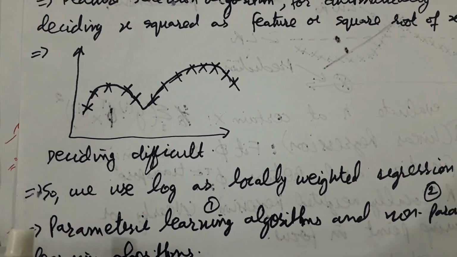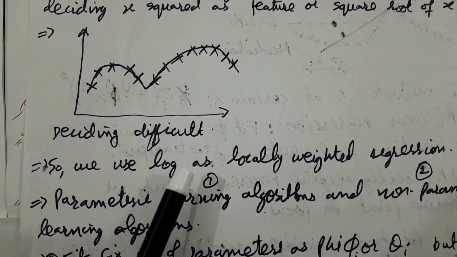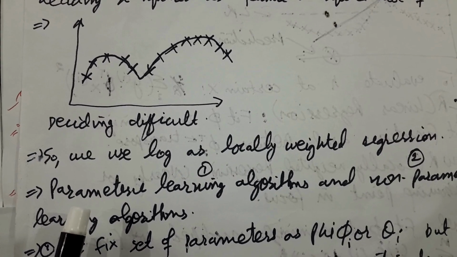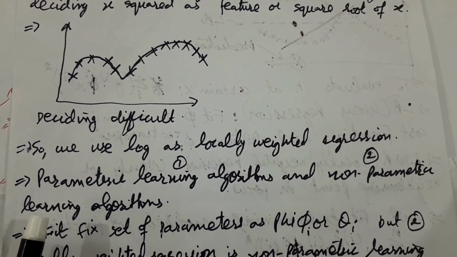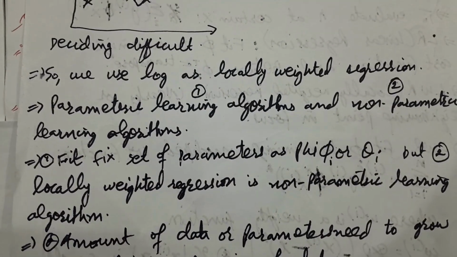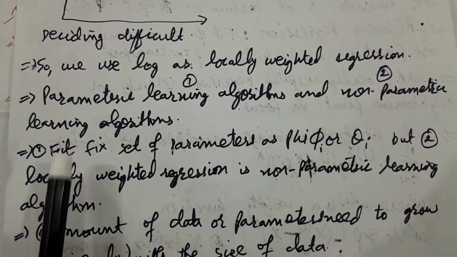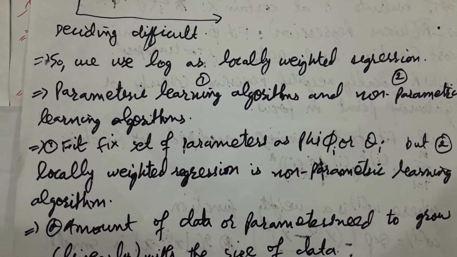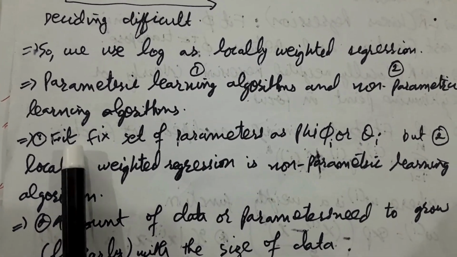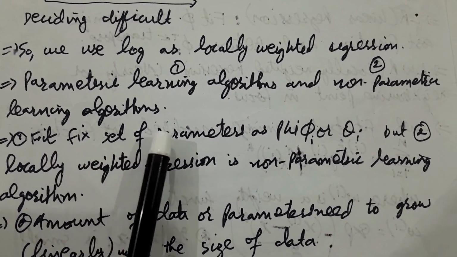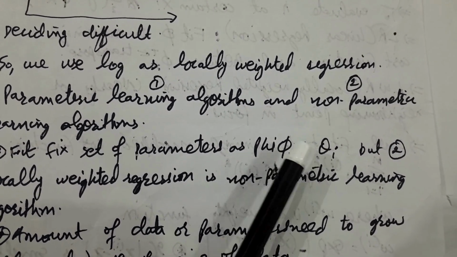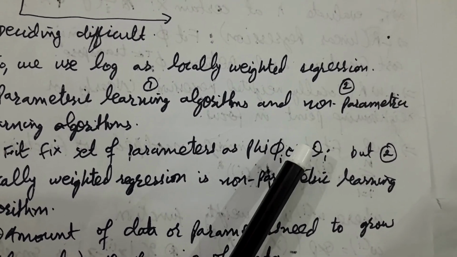So we use locally weighted regression usually in this case, and parametric learning algorithm and non-parametric learning algorithm. These are the two variants of these algorithms. So according to this 1 and 2, some details are given below. For the parametric learning algorithm, fixed set of parameters as phi I or theta I. It may be phi or theta. Somewhere it is theta, somewhere it is phi.